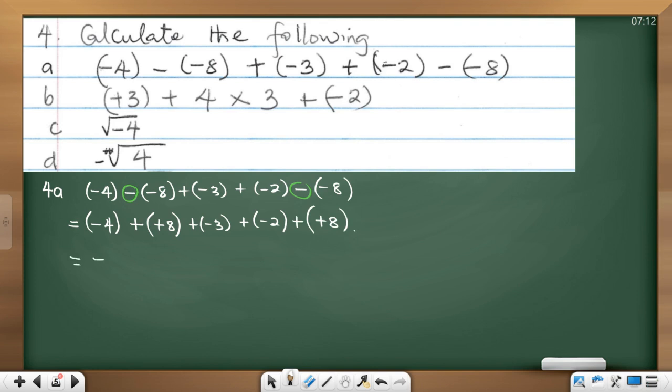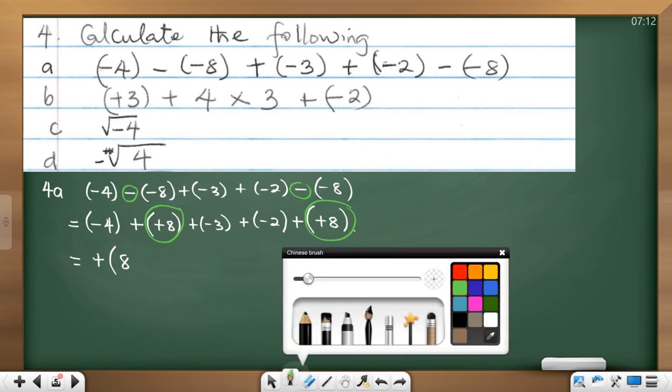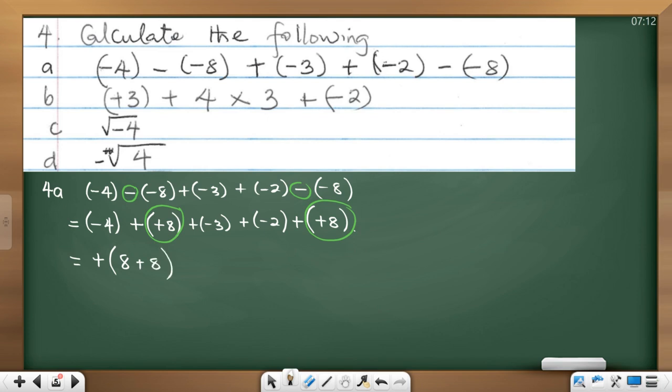Now we can group all the positives. We have 8. Let me use a green. That's a positive value. That's a positive value. So we can group that, 8 plus 8. Now, let's group the other ones: negative 4, negative 3 and negative 2. So what are we going to have? Positive 16 plus negative. If you add in the negative, the sign remains the same. 4, 3, 2 is 9, so negative 9. Then 16 plus negative 9 is 7. Basically we can always use money. Plus is the money you have.